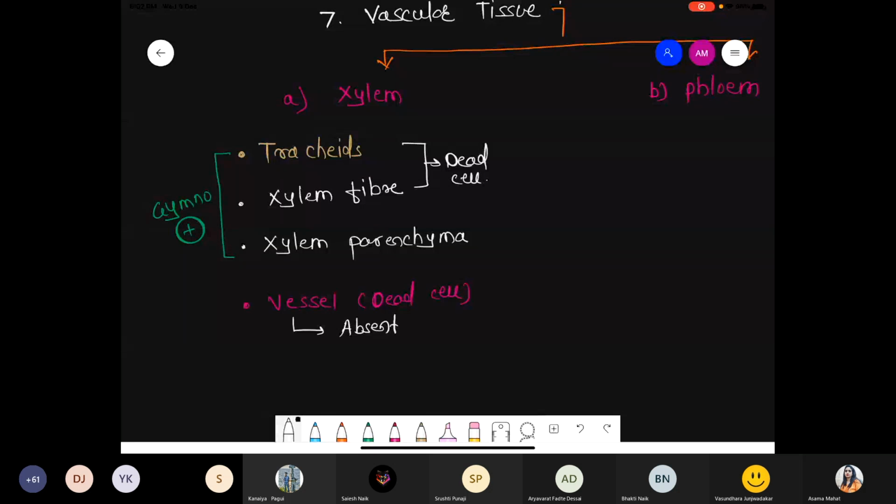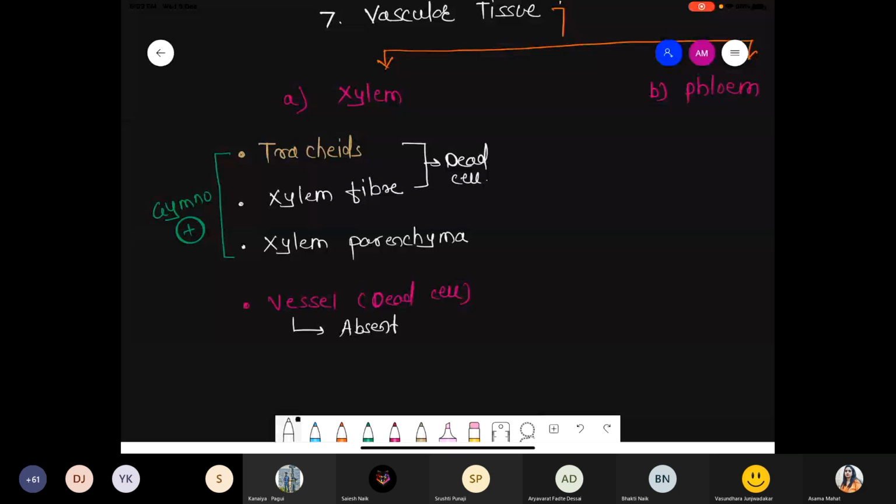Xylem's main function is water conduction. Under this xylem we have to discuss a total of 4 cells. Angiosperm we will see later. Under the angiosperm we have to discuss tracheids, xylem fiber, xylem parenchyma and the vessels. These 4 cells work together and are responsible for water conduction. Here we are talking about the condition in gymnosperms. In most gymnosperms, tracheids, xylem fiber and xylem parenchyma are present, but vessels are absent.